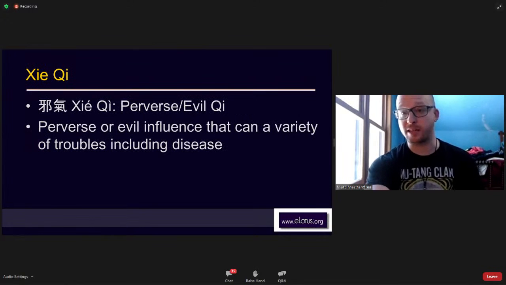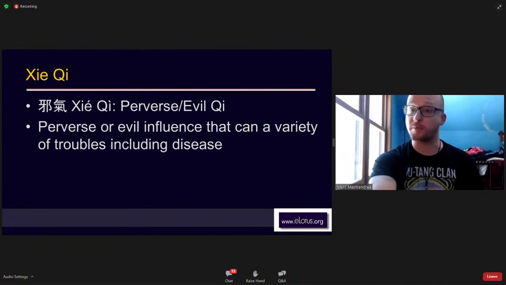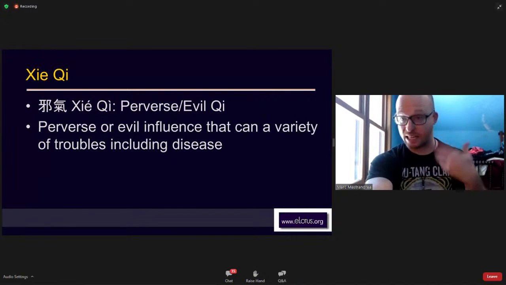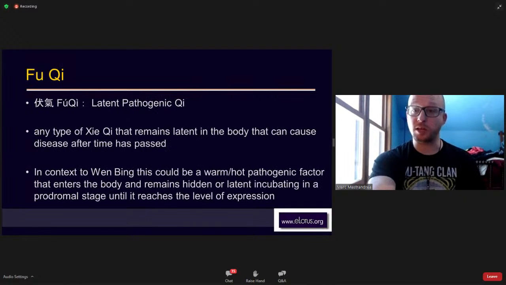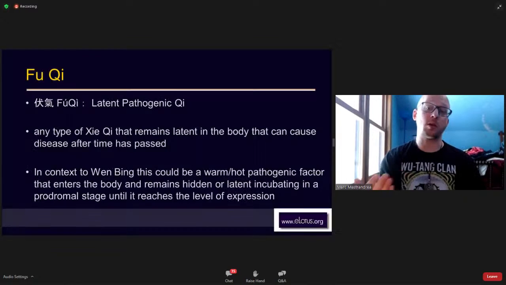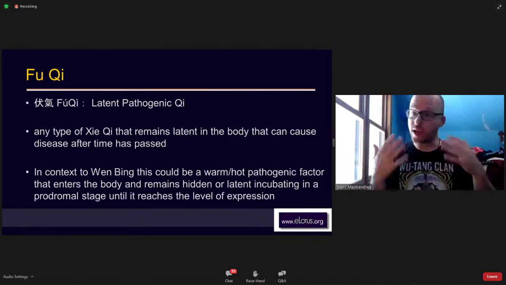You have this idea of Xie Qi, right? This perverse or evil Qi that can come in. This is the idea of a pestilence, some type of evil sickness that can affect you. Li Qi, the pestilent factor. We talked about this. Fu Qi, the idea of something that comes in your body and sits latent, and we haven't talked a lot about this.